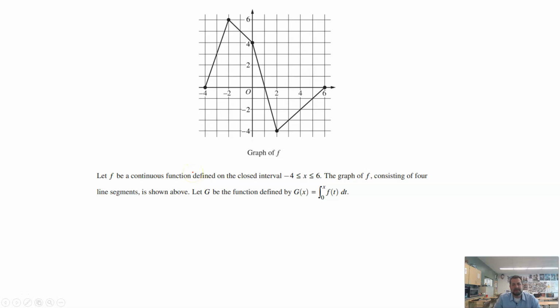Here we go. It says, let f be a continuous function defined on the closed interval from -4 to 6. The graph of f consisting of 4 line segments is shown above. Let g be defined by g of x equals the integral from 0 to x of f of t dt.